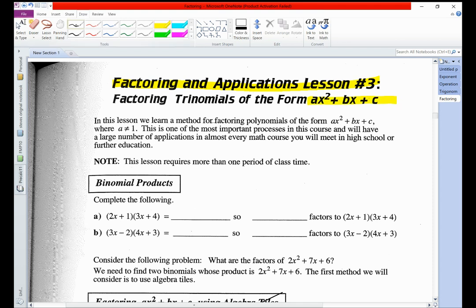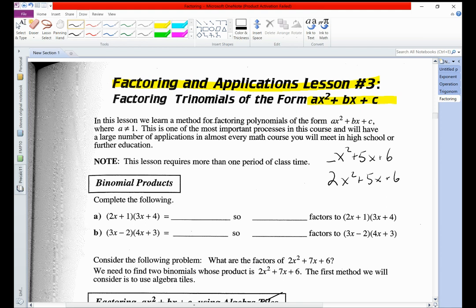Today we are looking at factoring trinomials in the form ax squared plus bx plus c. So you have seen factoring in the form of x squared plus 5x plus 6. That's a review of grade 10. But you haven't dealt with anything where there's a coefficient in front of the x squared term. So now we're going to start looking at what happens if there's a coefficient there. How do you deal with that?